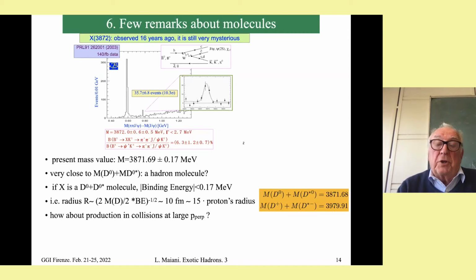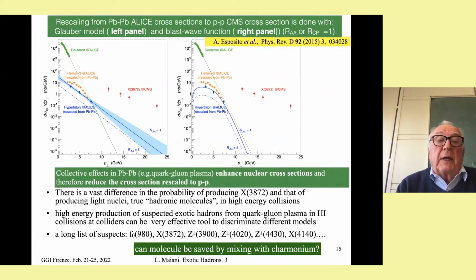And this is the figure that I showed you before. You can see the cross section in proton-proton, and this is a prompt cross section. In other words, the X reported here are X that do not come from B decay, do not come from the decay of a B meson. They are produced promptly with a p-perp of 15 GeV. Now, an object of 10 Fermi produced by p-perp of 15 GeV, I think is a very, very unnatural thing. And I would not consider that.